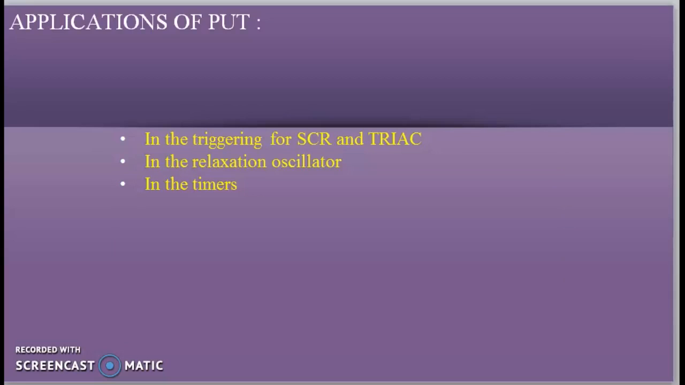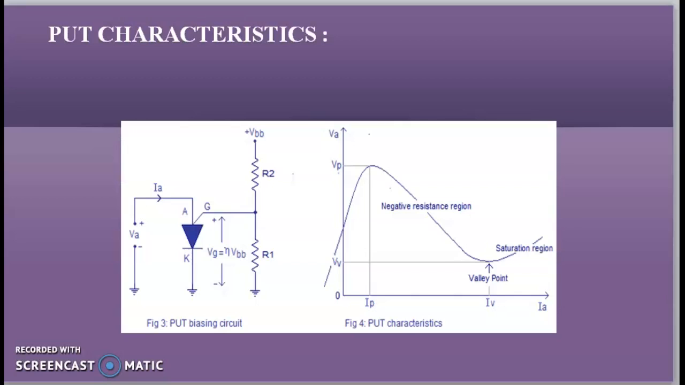The peak voltage is the anode to cathode voltage after which the programmable unijunction transistor will jump into the negative resistance region. The peak voltage generally drops up to the value of 0.7 volt plus the gate to cathode voltage Vg.